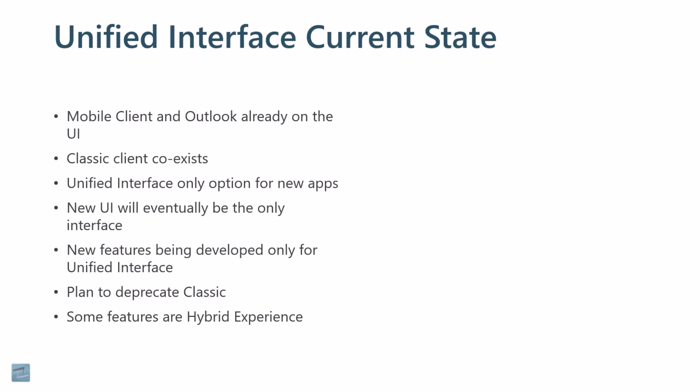And then the other piece there, just so you guys are aware, some features as we go through the system are hybrid experience. So although we may be in the unified experience, we may still have to pull up pieces from the classic. It may look the same still. Eventually those will go away, but initially that's where we're starting.